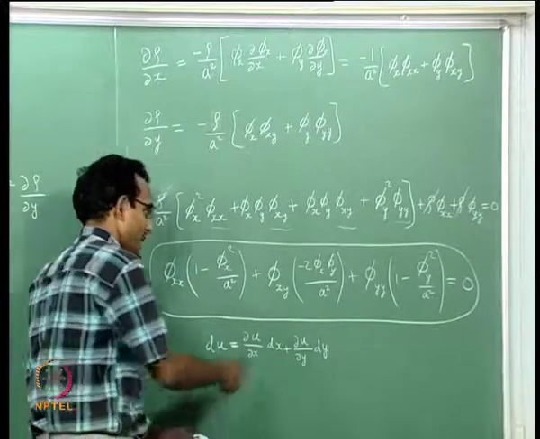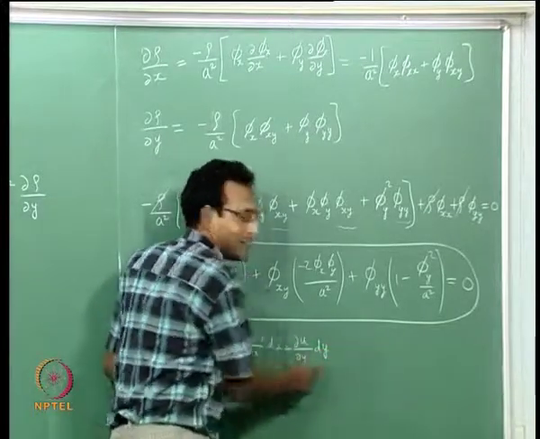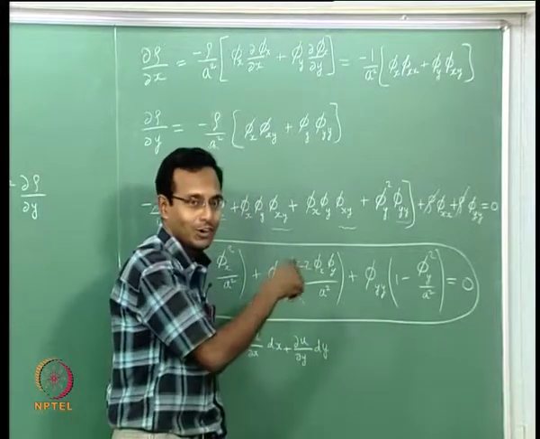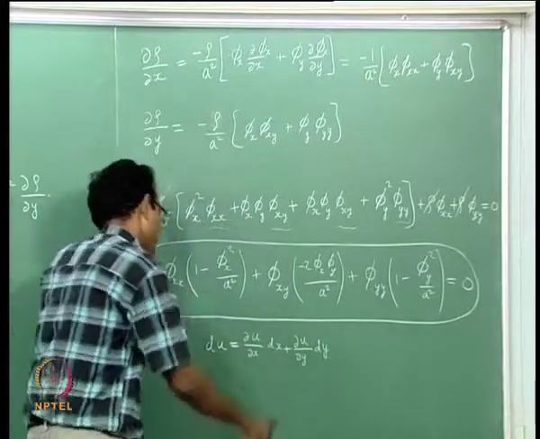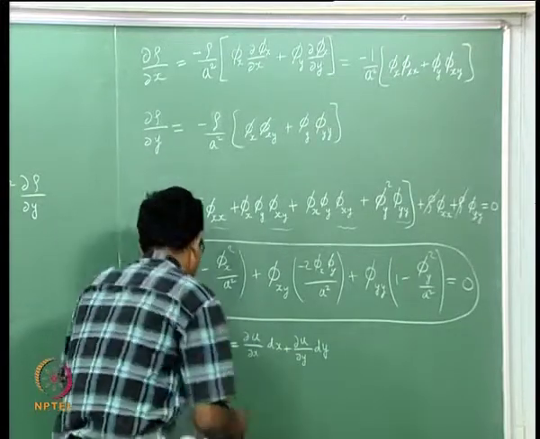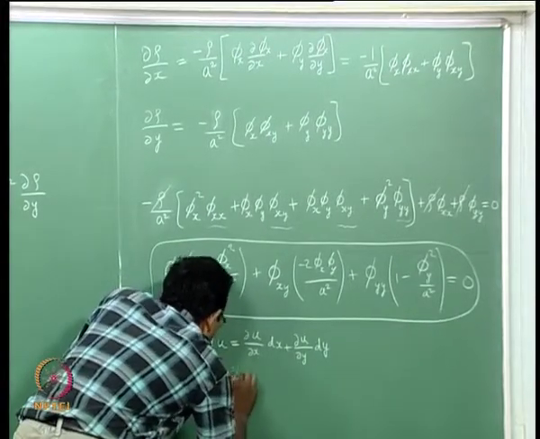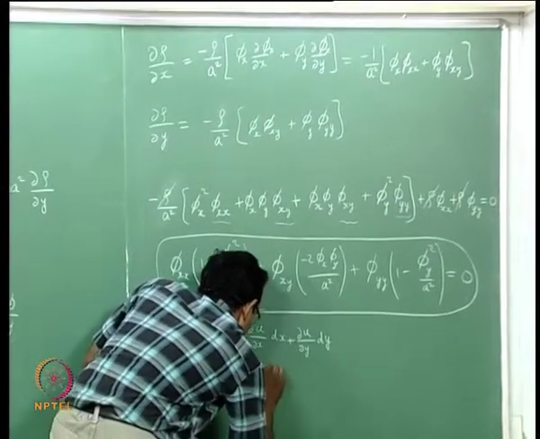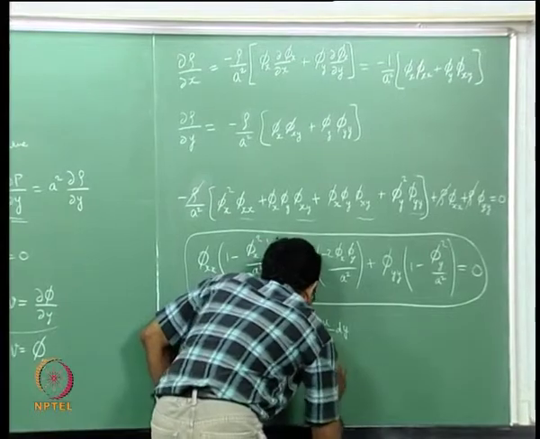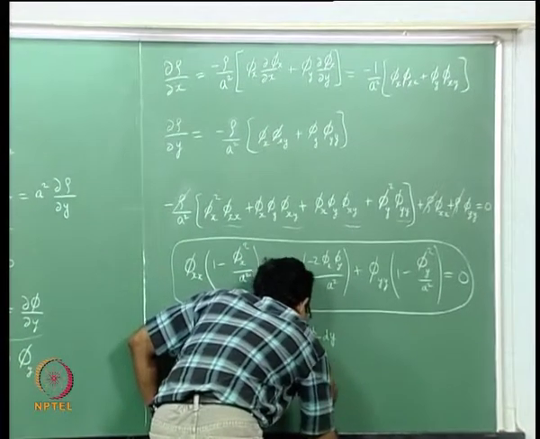I can have other terms here, Taylor series expansion kind of thing. I can have a dou u by dou x whole square or dou square u by dou x square kind of terms coming. We will ignore all that right now. Similarly, dv is given as dou v by dou x dx plus dou v by dou y dy.